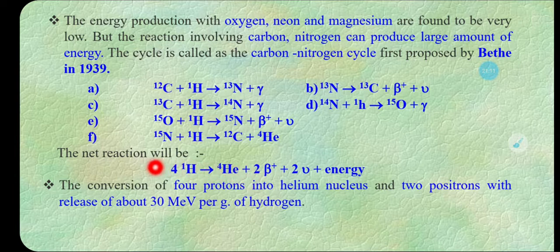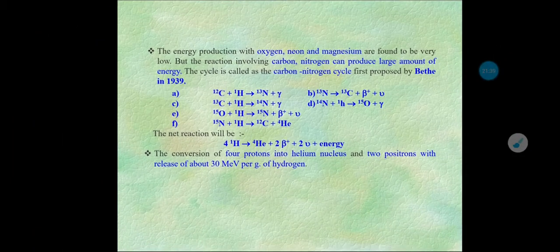So the net reaction will be 4 protons gives a helium nucleus plus 2 beta particles plus 2 neutrinos plus energy. The conversion of 4 protons into a helium nucleus and 2 positrons releases about 30 MeV energy per gram of hydrogen. So in this way the energy is liberated during this fusion reaction, and this energy we can use as a source of energy.